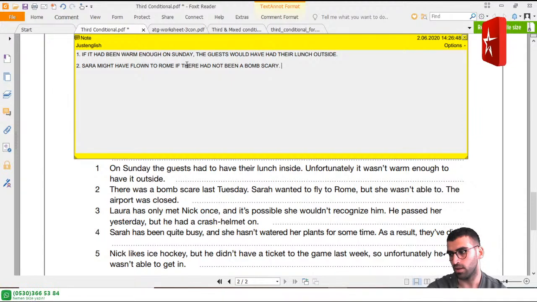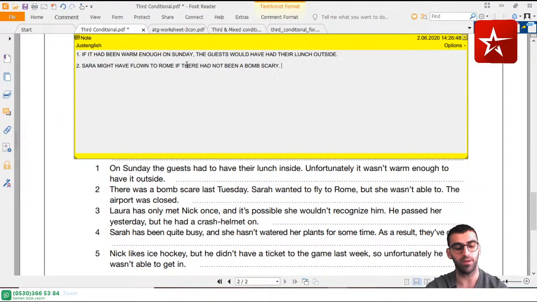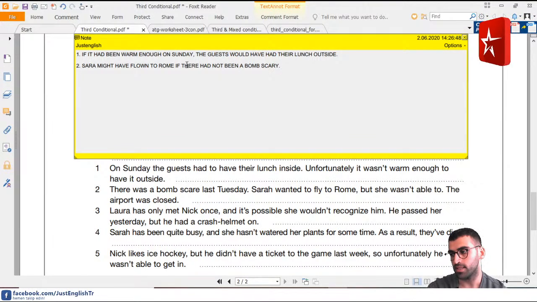If the airport hadn't closed, hadn't been. Okay, Minever changed her comment. Bahtiyar Özlek says, "If there hadn't been a bomb scare last Tuesday, Sarah would have flights." Bahtiyar, your answer is correct, but you have to change "flight" to "flown". Okay, fly, flew, flown. So we have to use the past participle form of fly. If bomb hadn't scared, blah. Mr. Ramazan is lazy today. He's not writing a complete sentence here.